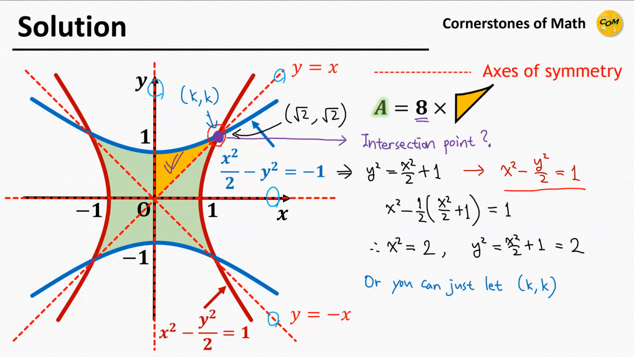Of course, you can just use the symmetry, which implies that this intersection point must lie on the line y equals x. Hence, you can let (k, k) be its coordinates and use either of the equations of the hyperbolas to determine the value of k.